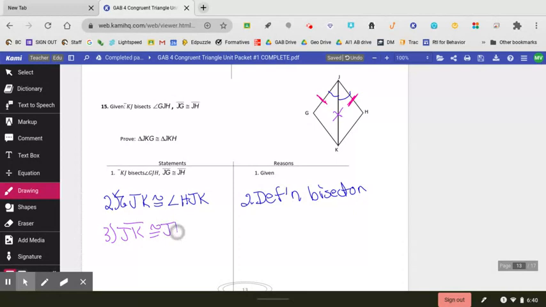So this is where I really need to write that because I need it as my third side or my third piece of information. All triangles need 3 pieces of information to prove them congruent. So now I have pink, blue, purple, where the blue angle is included between the pink and the purple sides. So that means triangle JKG is congruent to triangle JKH by side, angle, side.